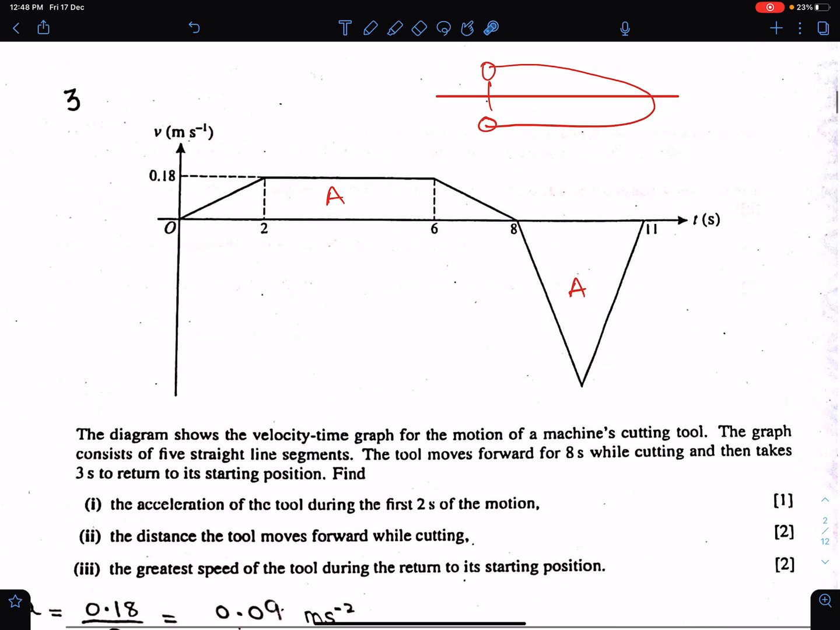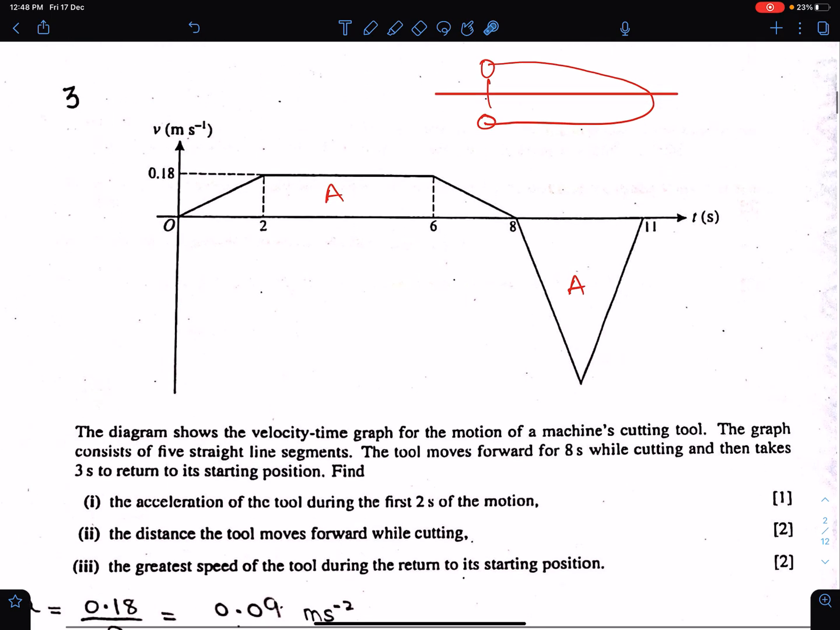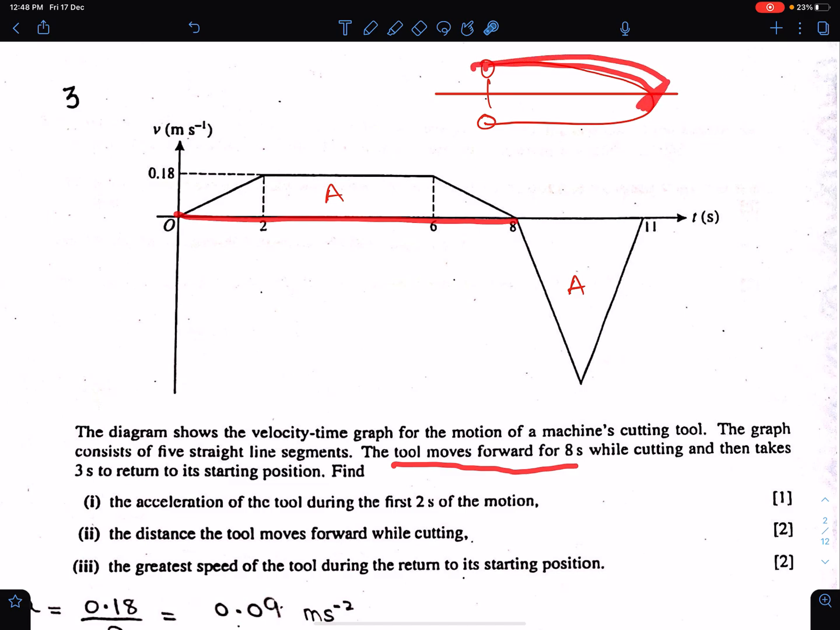This question is very simple. This is the diagram. This is the velocity time graph for the motion of a machine's cutting tool. The graph consists of 5 straight line segments, 1, 2, 3, 4, 5. The tool moves forward for 8 seconds. This means this motion, 8 seconds.